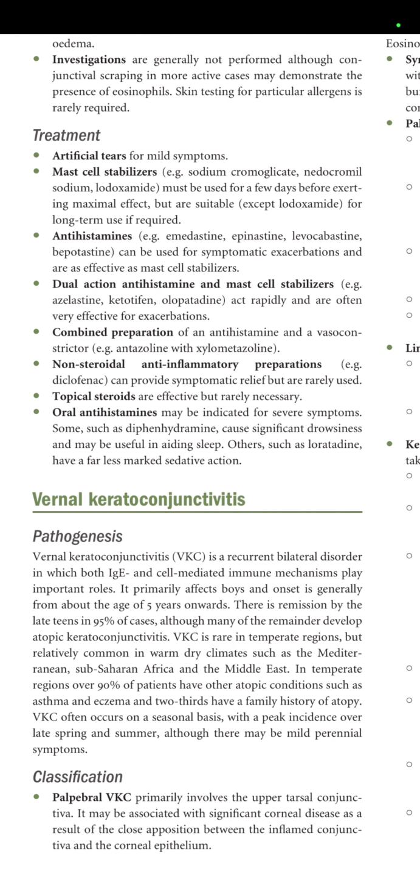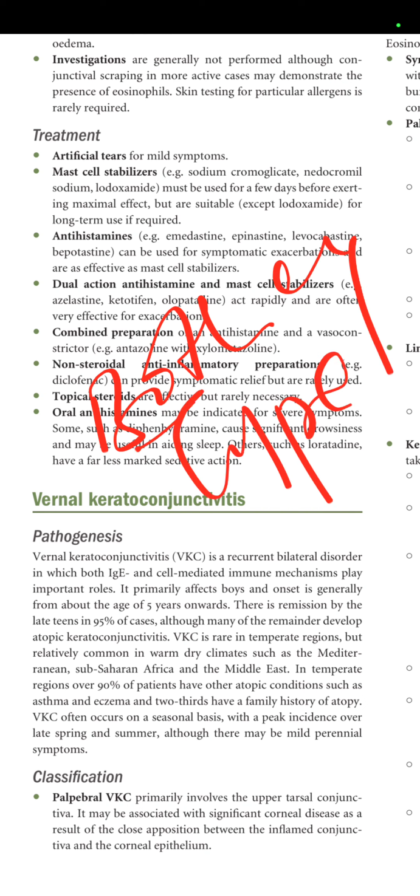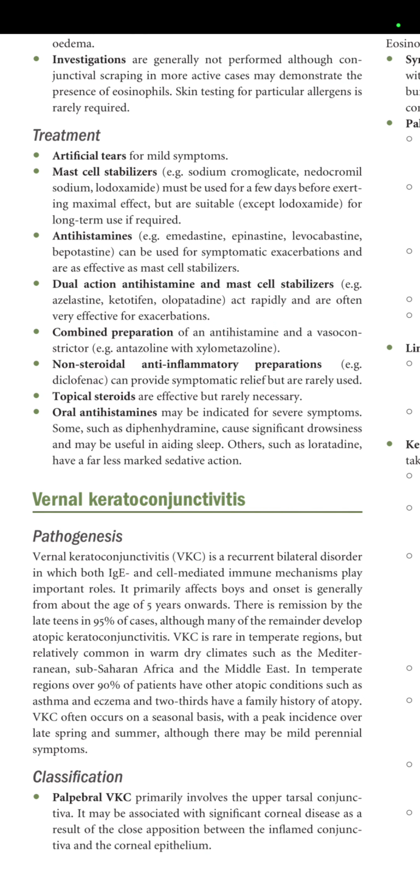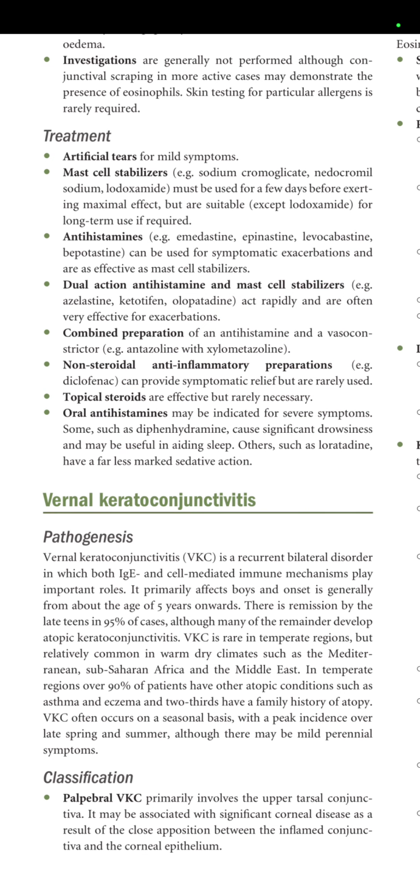Pathogenesis. Vernal keratoconjunctivitis, VKC, is a recurrent bilateral disorder in which both IgE and cell-mediated immune mechanisms play an important role. So very important, both eyes will be involved in this case, and both type 1 and type 4 immunity are involved. It primarily affects boys, and onset is generally from about the age of 5 years onward. Very important, boys are more affected and from 5 years onward.